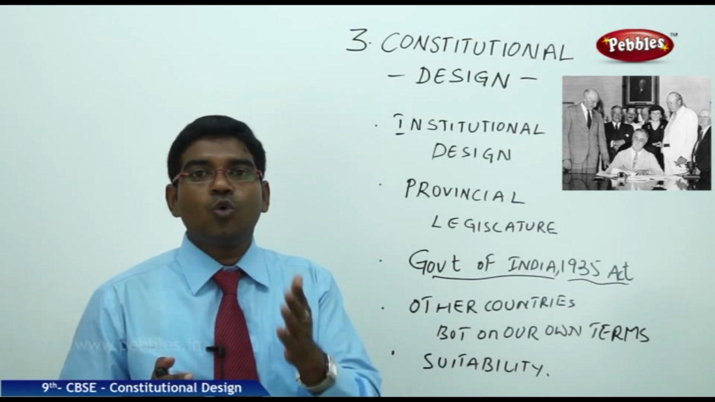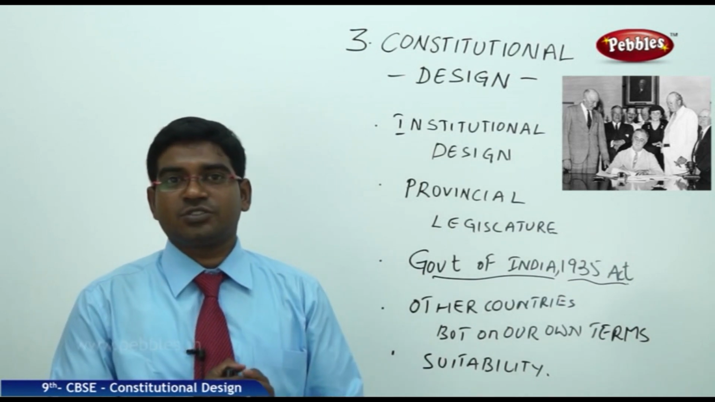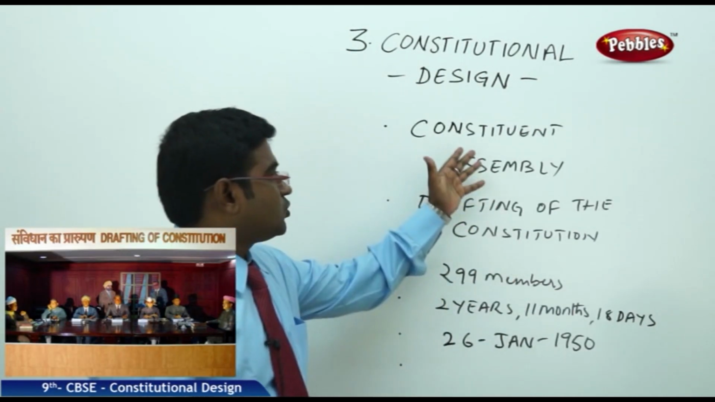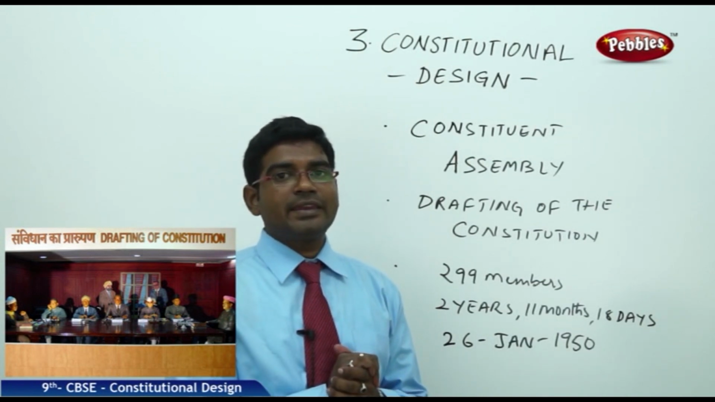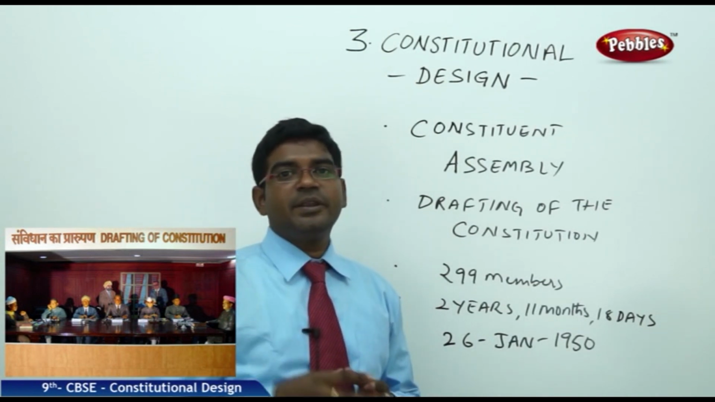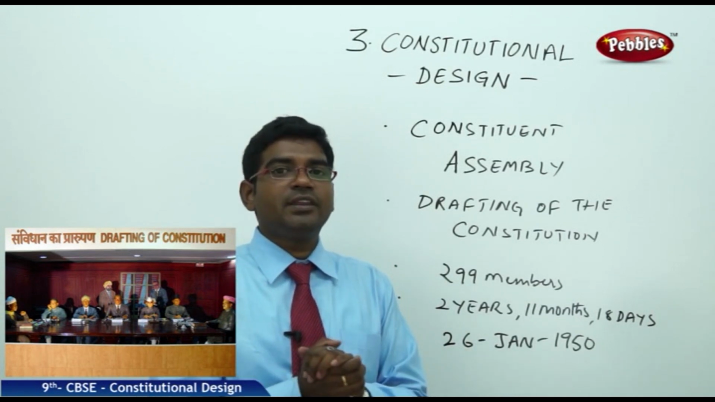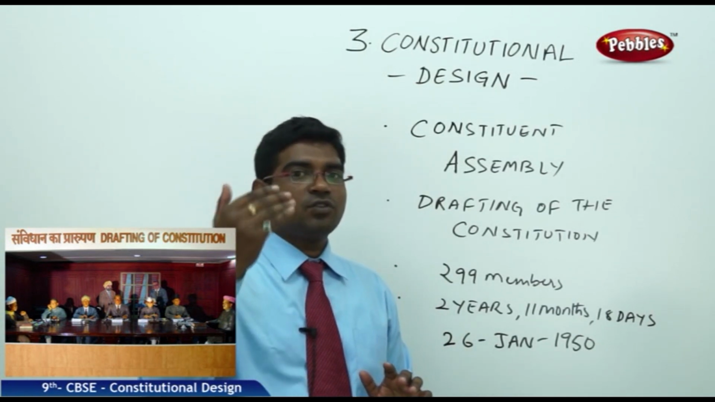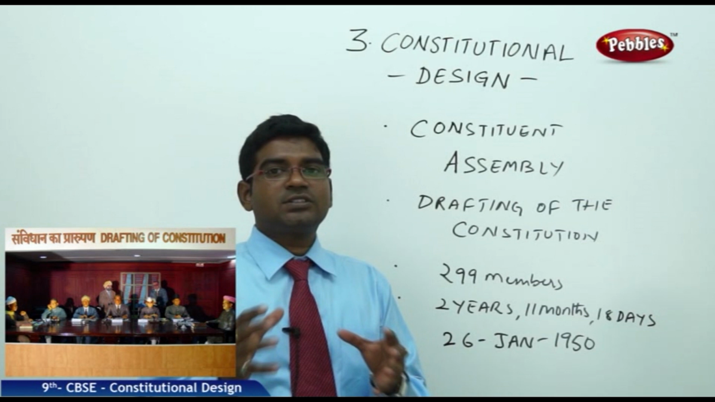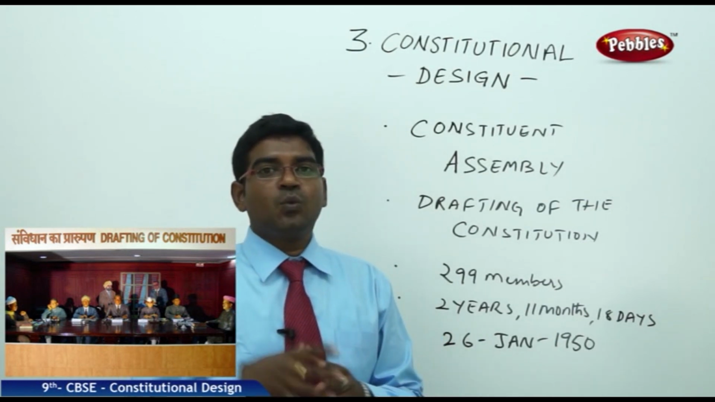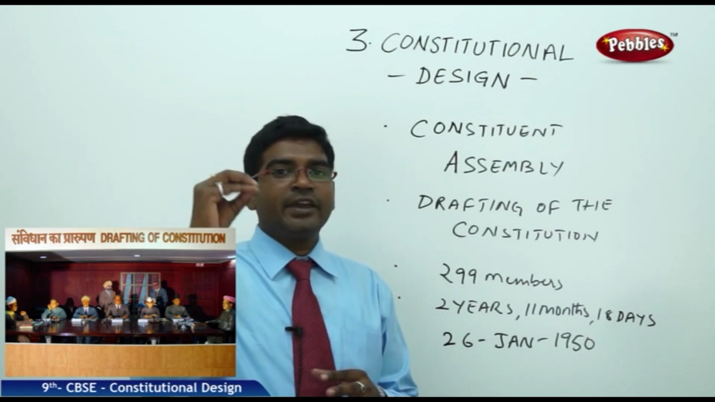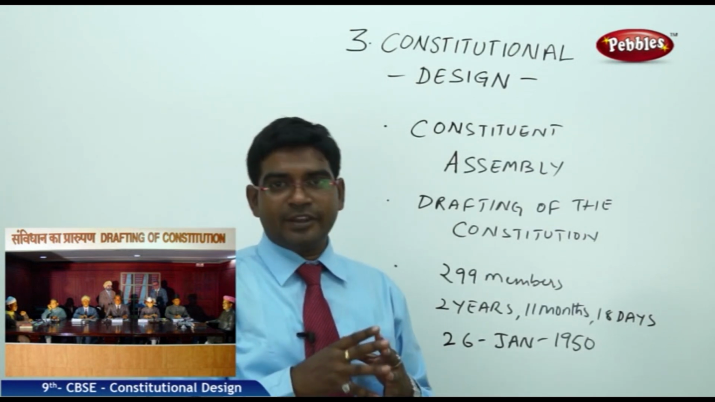Now, who actually drafted the Indian Constitution? The Constituent Assembly. The Constituent Assembly was formed in July 1946, and it held its first meeting in December 1946. What is this Constituent Assembly? Constituent Assembly is set up with a purpose to draft a constitution for an independent India.